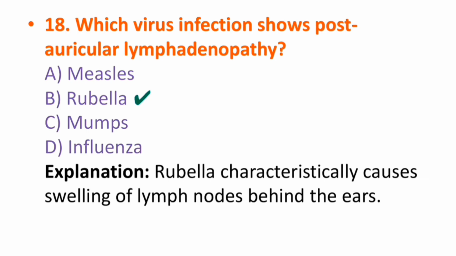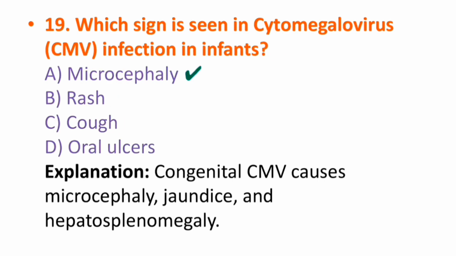Which virus infection shows post-auricular lymphadenopathy? Option A measles, option B rubella, option C mumps, option D influenza. The correct answer is option B rubella. Rubella characteristically causes swelling of lymph nodes behind the ears.